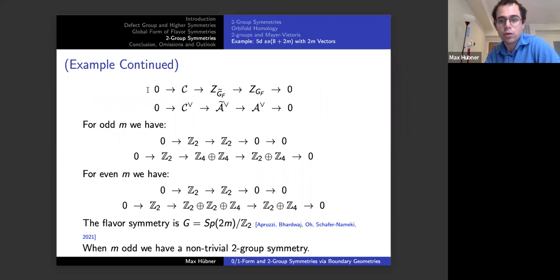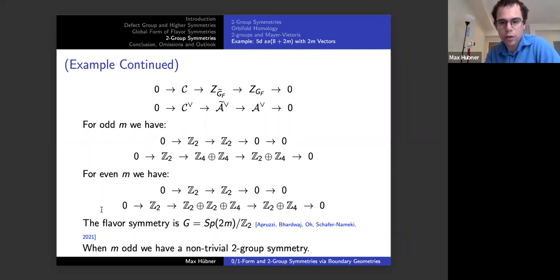And so now we can write out these sequences. For odd M, we have it like here. Again, these two are mapped isomorphically onto each other, so we could cancel them if we wish to. The main point here is that the second sequence does not split, and this characterizes that we have a non-trivial 2-group. For even M, the sequence at the bottom does split. Also, these sequences are now enough to tell us what the flavor symmetry of the theory is. In this case, it's SP2M modulo Z2. And this was also replicated in a paper last year.